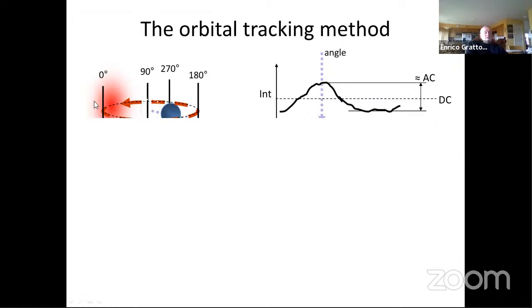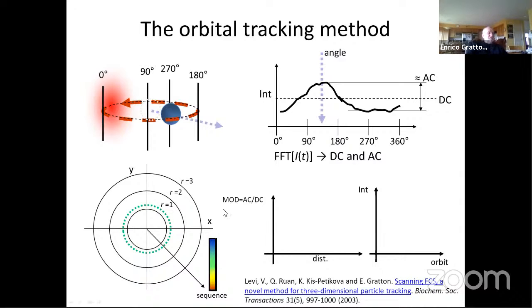And as you orbit the particle, you will center the particle exactly at the center, in which case the intensity will be a constant. So the modulation, what we call the amplitude of the modulation, will go to 0. And this is the method we use. Okay, so let us see what happens.